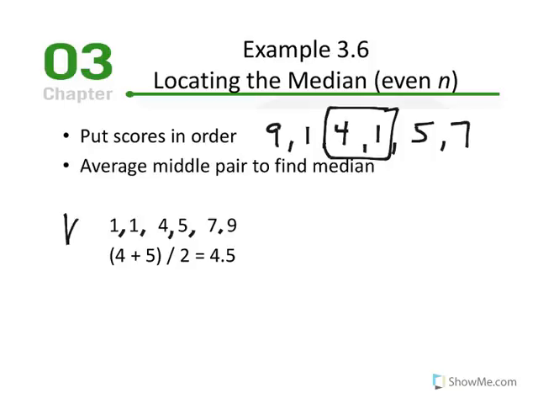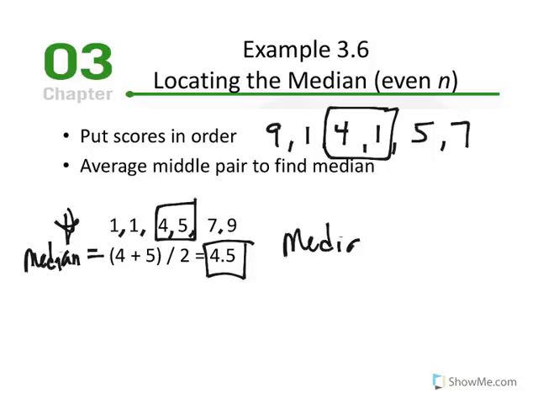Down here, we have all of these scores relisted in order from smallest to largest. And now we see that the two center scores are 4 and 5. To report one value that represents the median, we need to average those two values. So the median is equal to 4 plus 5 divided by 2, and we get a score of 4.5. So the median in this distribution is equal to 4.5. Notice that that's not even one of our values, but that's okay.